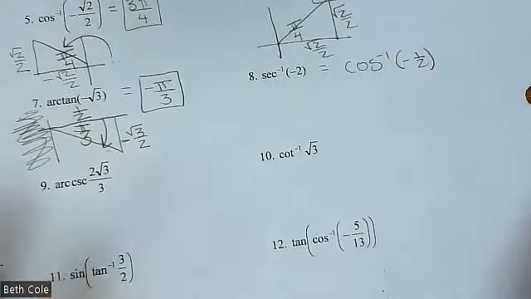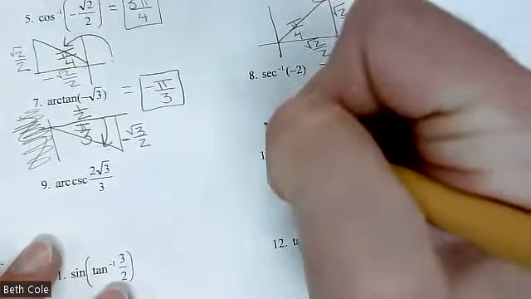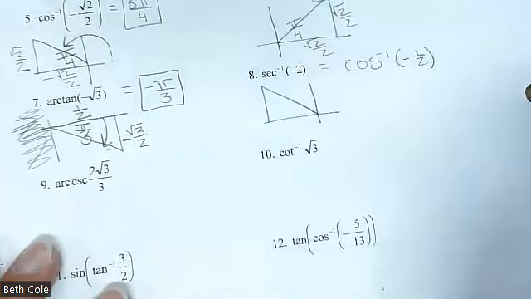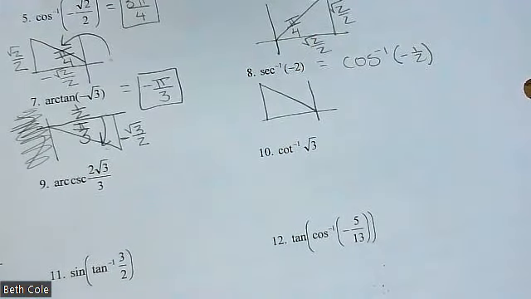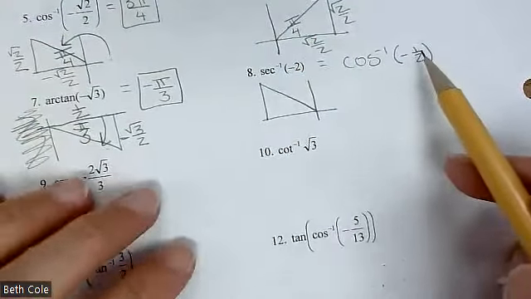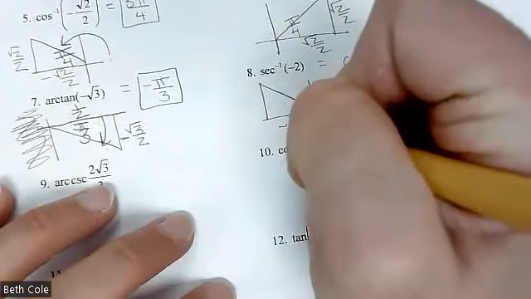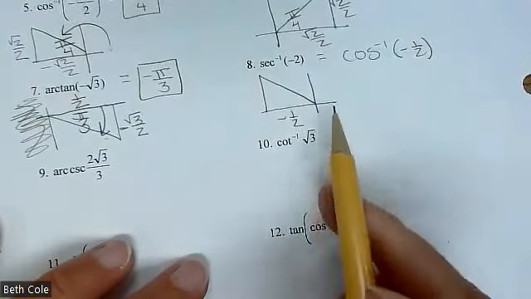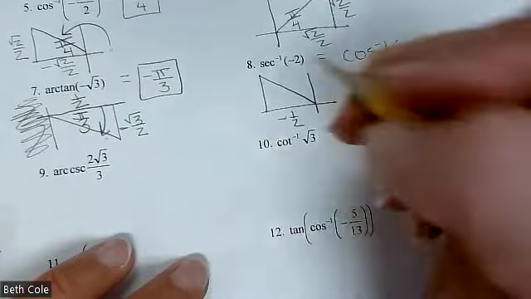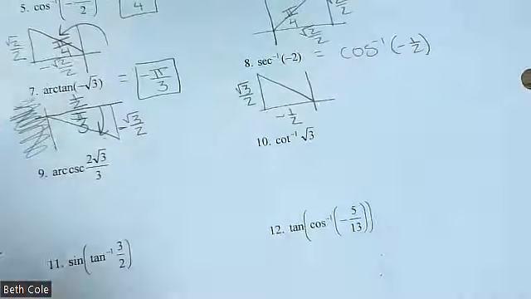Now that's negative, so it can't be in quadrant 1. It has to be 2. That's the other option for cosine. Cosine is x, so that negative a half goes down here. That means the other side is square root of 3 over 2.